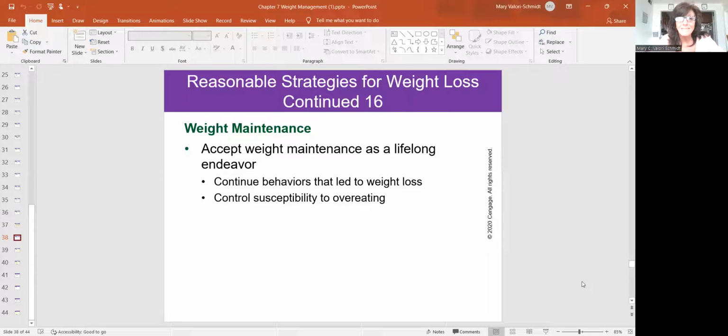Weight maintenance, accept weight maintenance as a lifelong endeavor. Don't say, I'm going on a diet. Say to yourself, I'm going to change my lifestyle, because that type of behavior is going to lead to weight loss. And it's going to actually help with binging. And that's another thing. People say, I've been starving myself for 2 weeks, and then they go and eat 3 Big Macs. Very counterproductive.